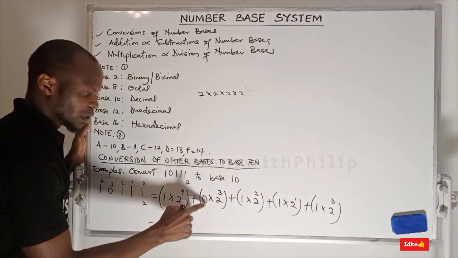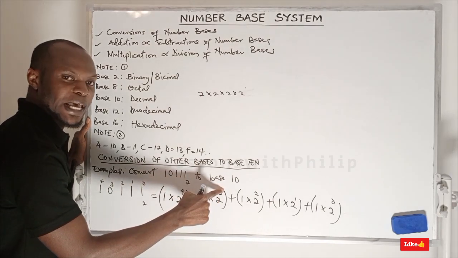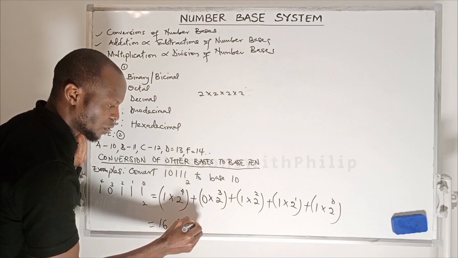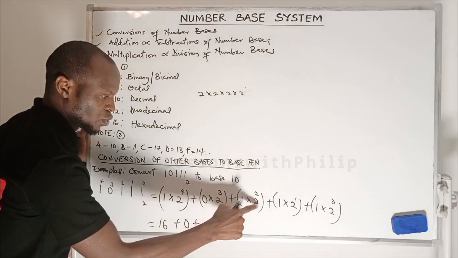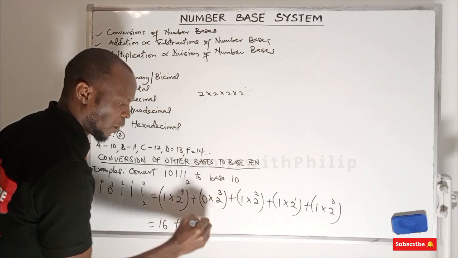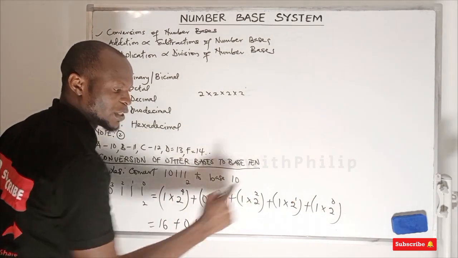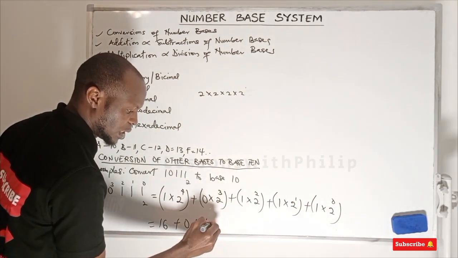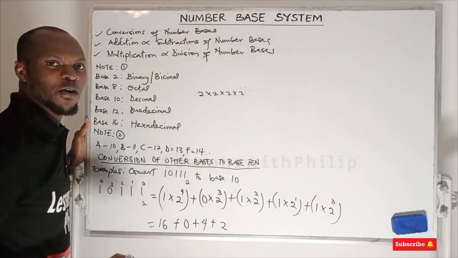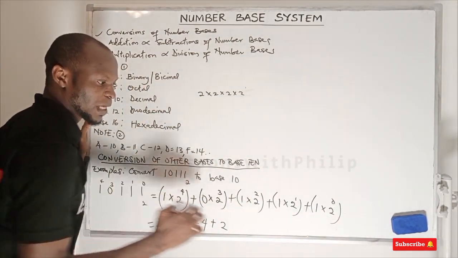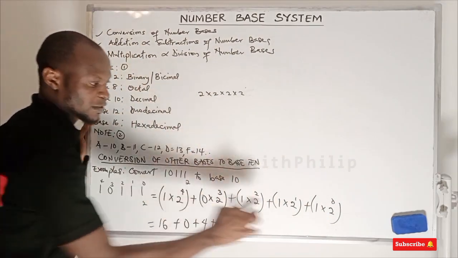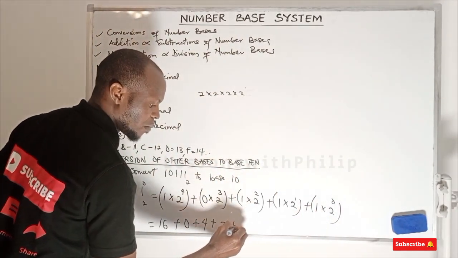Plus. 2 raised to power 3 is 8. 8 times 0. Anything multiplied by 0 will be 0. Okay? Plus. 2 raised to power 2 is 4. 4 times 1 is 4. Okay? 2 raised to power 1 is 2. 2 times 1 is what? Is 2. Right? 2 raised to power 0. Don't forget, in our law of indices, we have explained that when you have any number raised to power 0, it will become 1. So 1 times 1 will become 1.